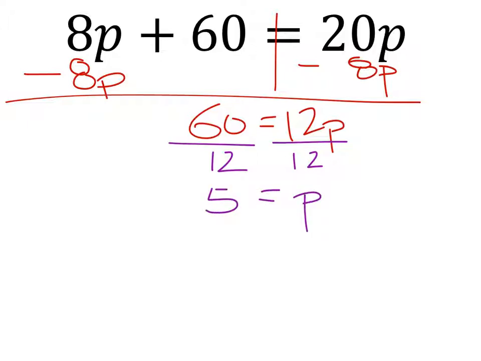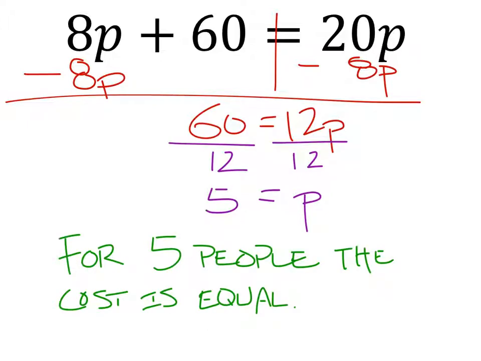So this is the answer for this one. But we need to interpret it. That's what it wanted us to do. So for 5 people, the cost is the same. Bam. All right, any questions on this one? I don't think that was too bad.